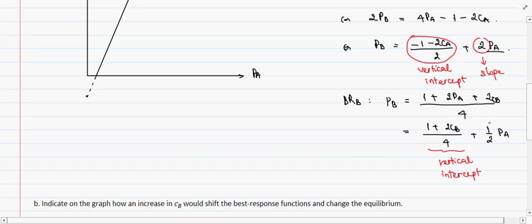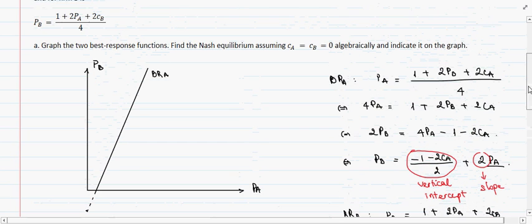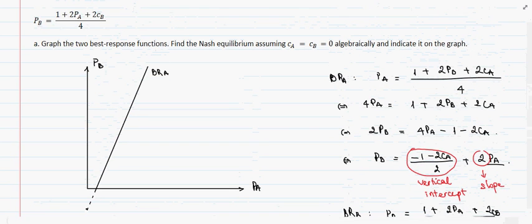Okay, and this is going to be the slope, which is the coefficient in front of the horizontal variable PA. So therefore I know that I have a positive vertical intercept and a positive slope. However, the slope of this one is smaller than the slope of the best response function for firm A, so I know that this best response function should be flatter, because it has a smaller slope. And it's starting from a positive number because it has a positive vertical intercept.